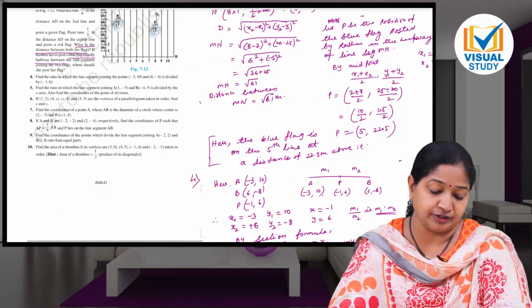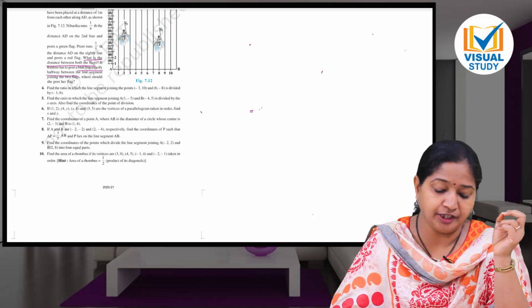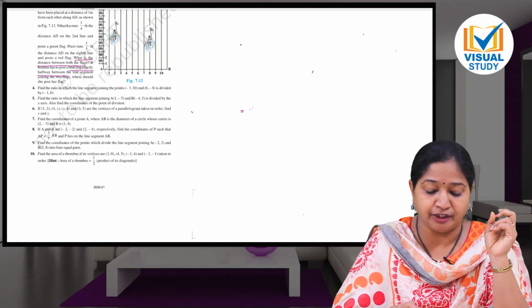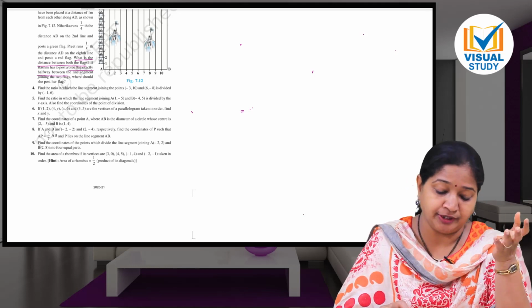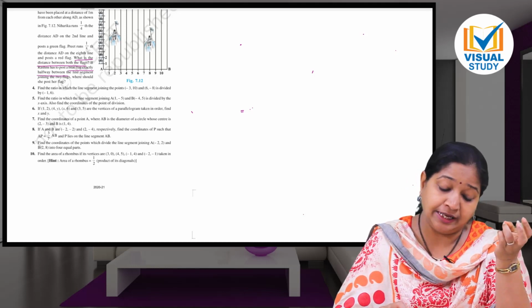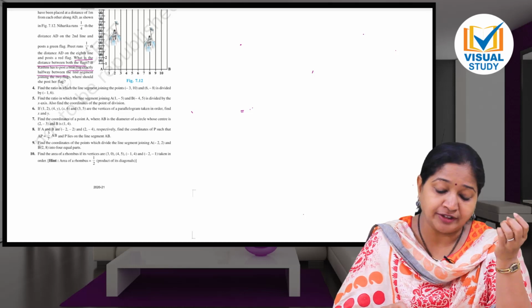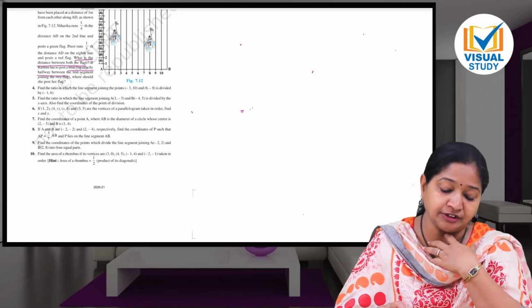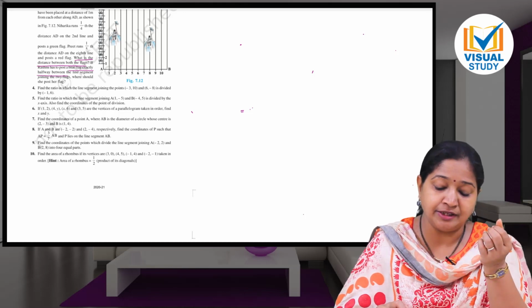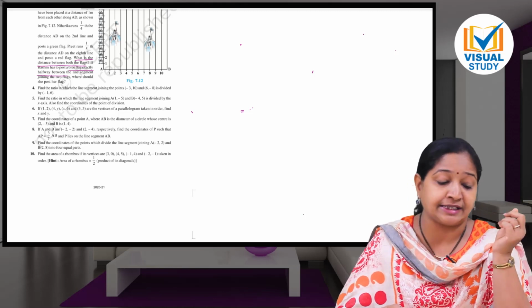Now what is our fifth one? What is the fifth one? Find the ratio in which the line segment joining, they have given us the A point and B point, is divided by the x-axis. Also find the coordinate of point of division. Find the ratio in which the line segment AB is divided by the x-axis.